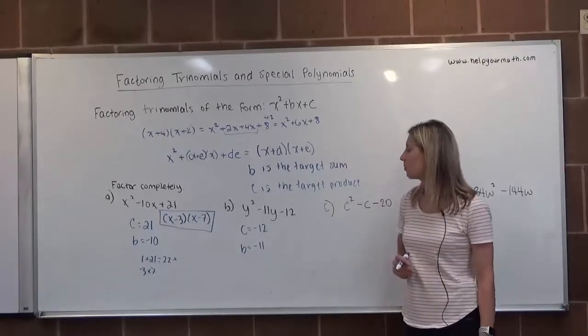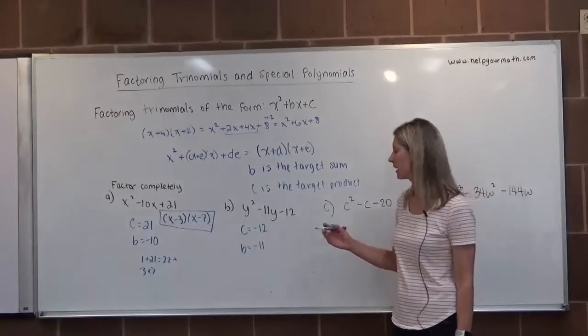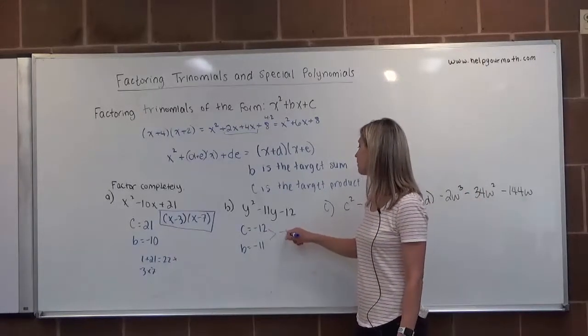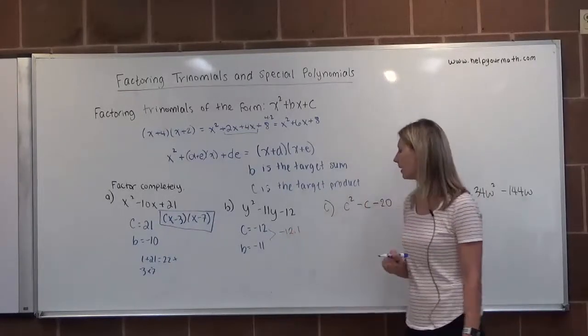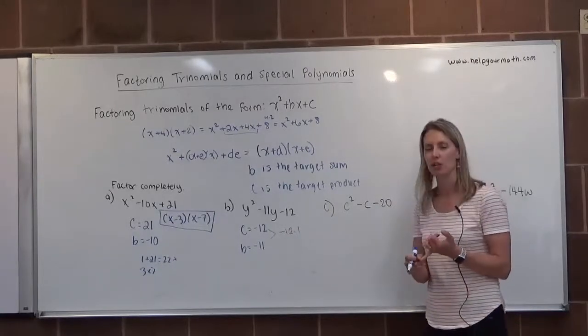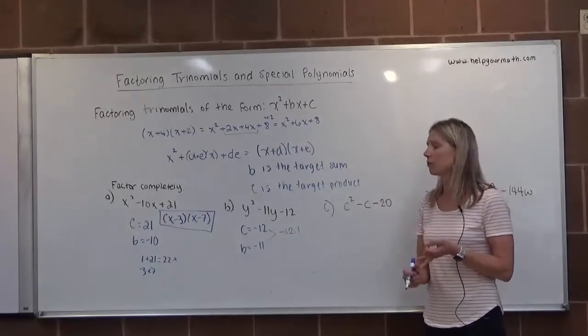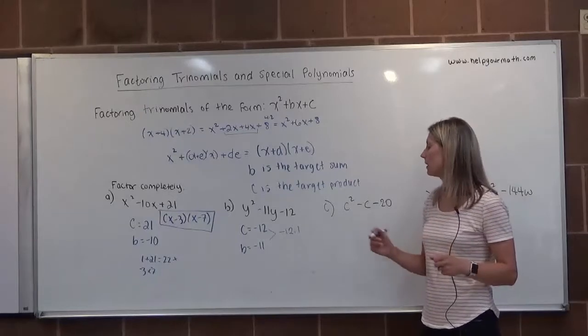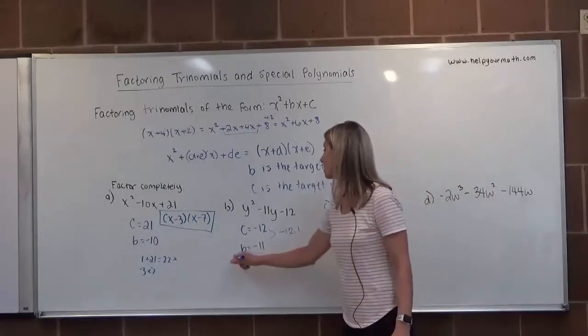So two numbers that will multiply to negative 12 and add up to negative 11, that would be negative 12 and positive 1, right? If you look at any other combination, 6 and 2, you're not going to get 11. 3 and 4, you're not going to get 11. So the winning combination is negative 12 and 1. We just fill those in.